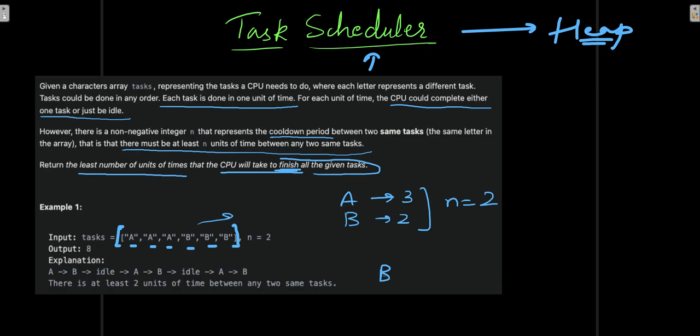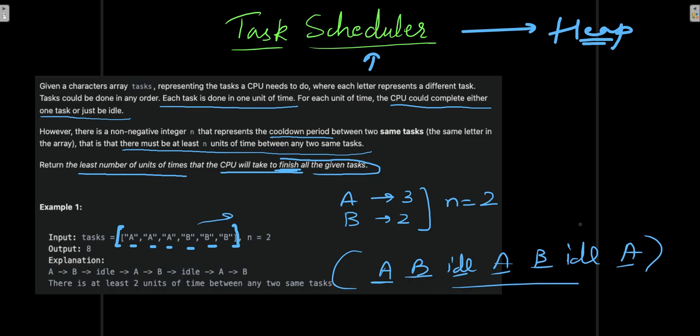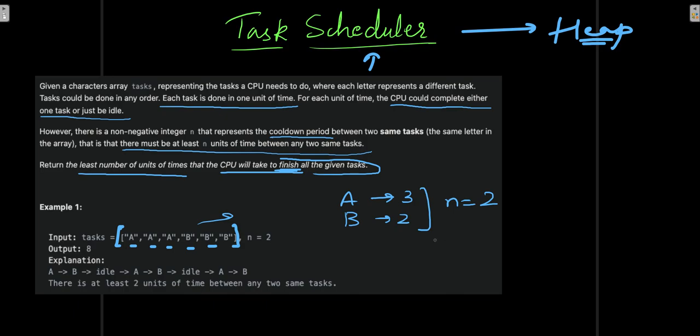Now let's start with A, which is the more frequent one, right? B was the less frequent and A was the more frequent one. So A, then B, then idle, then A again, and then B, then idle, and then A. So in this case, the answer is 7. How 7? 3 and 4, right? So this is the way we need to think. In this way, we know we are getting the more optimal one, because anyhow we will get an answer starting with any of the tasks. But what we need is the least number of times that the CPU will take, so focus on this part.